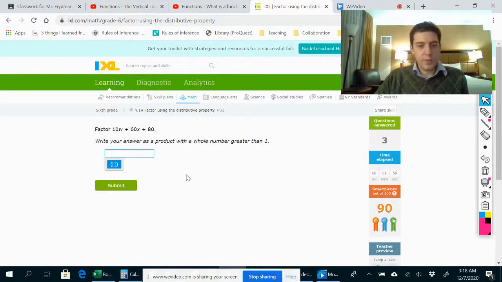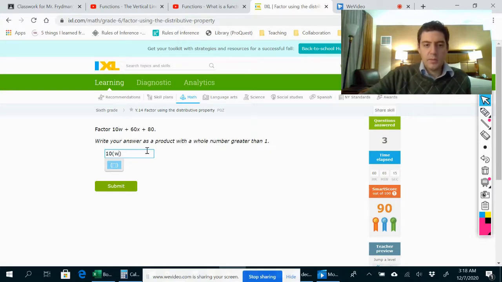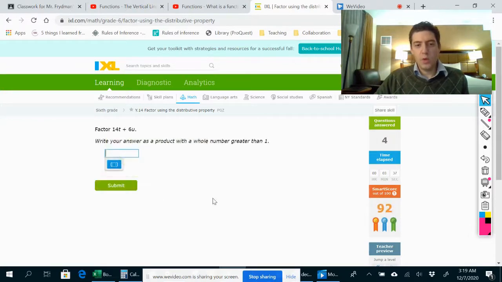Okay, so it's pretty much the same thing, but we have 3 terms now. Let's see, the greatest common factor of all of these would be 10, right? So 10 times w would give us 10w, plus 10 times 6x would give us 60x, plus 10 times 8 would give us 80. Okay, so again, we're just thinking backwards. What number times 10 would give us 80? Well, that's 8, right? And so on and so forth. So let's submit that. Let's do one more.